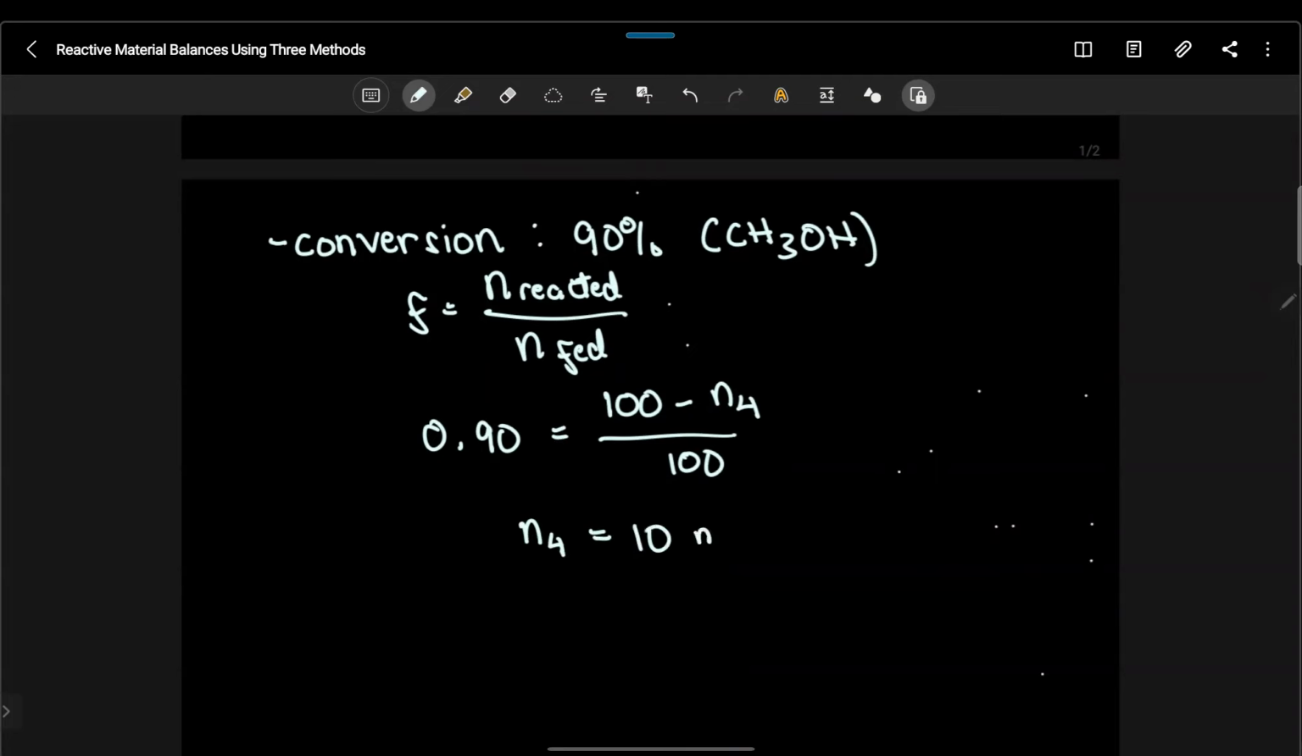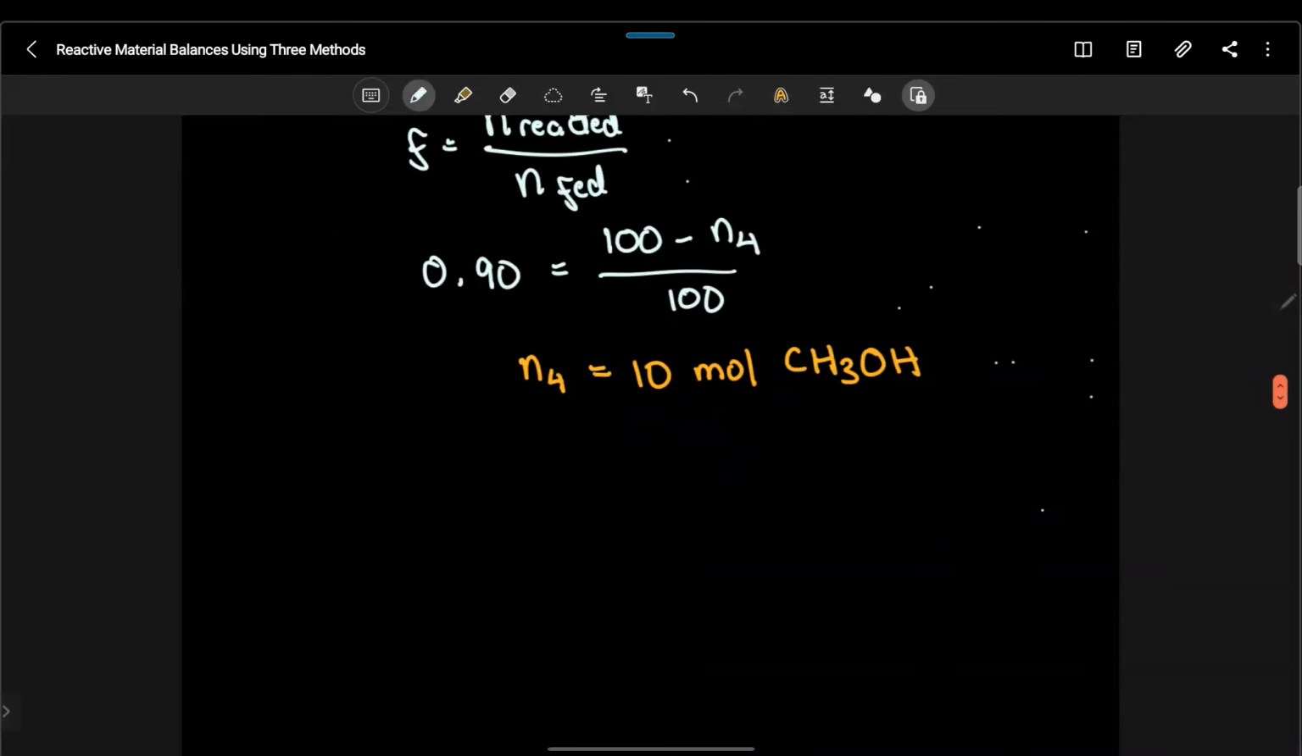Okay? So usually pag may mga given na ganyan, yield, conversion, selectivity, you will be able to get some of the unknowns, and the rest should be calculated using the methods that we discussed. So N4 is 10 moles therefore of CH3OH or methanol. Okay, so done yung N4 natin. Ano pa? Meron din tayong yield.